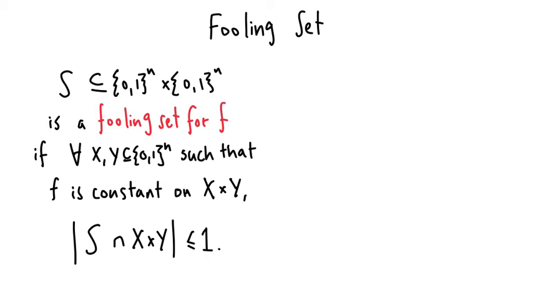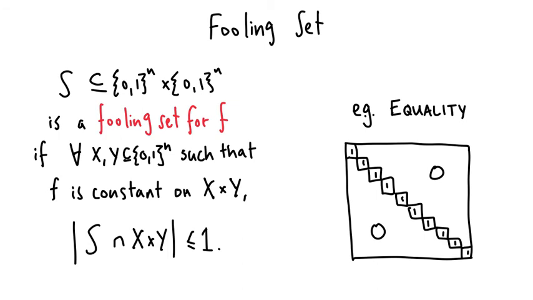So a fooling set is a set of pairs of inputs such that for any sets X and Y such that the function f is constant on the Cartesian product of X and Y, so all possible pairs in these sets, this fooling set intersects this Cartesian product in at most one place. So let's look at an example of equality.